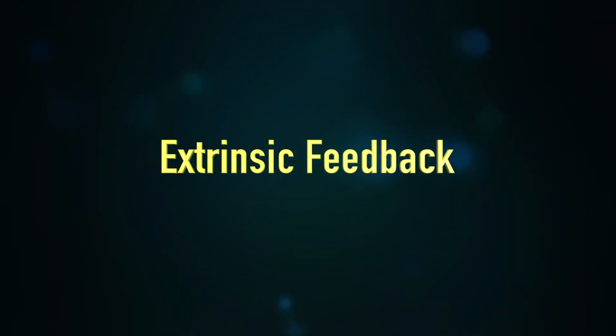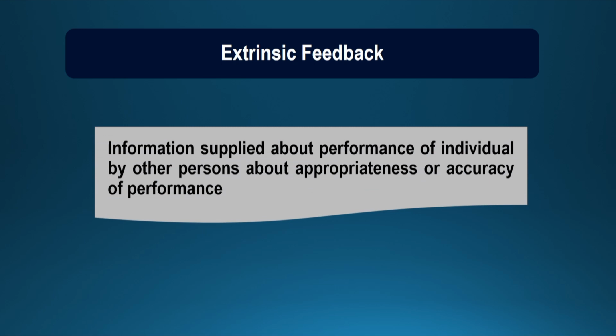Another category of feedback is extrinsic feedback. If the teacher is giving verbal comments to the student like good answer, very good or needs improvement, these types of statements in feedback are considered as extrinsic type of feedback. By definition, it is the information supplied about performance of an individual by another person, about appropriateness or accuracy of performance.